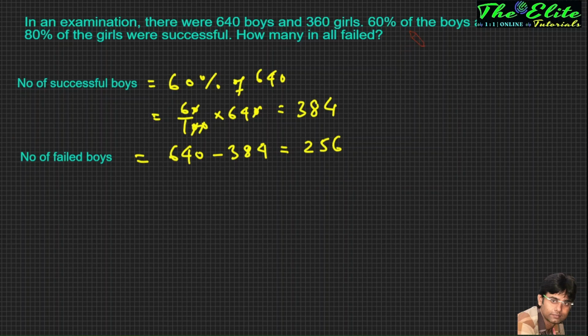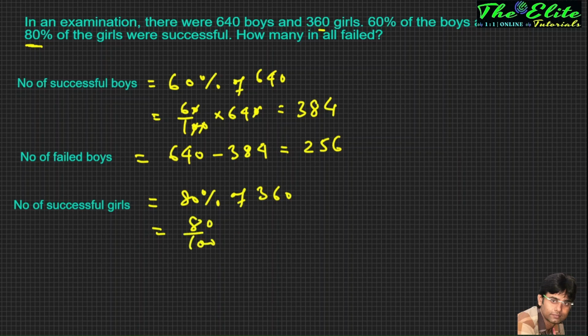Likewise, from this data, 80% of the girls were successful out of 360 girls. You have to find out the number of successful girls, then the number of failed girls. So the number of successful girls will be equal to how much? 80% of how many girls? 360 girls. If you calculate, what will be the answer? You will see 80 by 100 multiplied by 360. This 0 will get cancelled with this 0. This 0 will get cancelled with this 0.